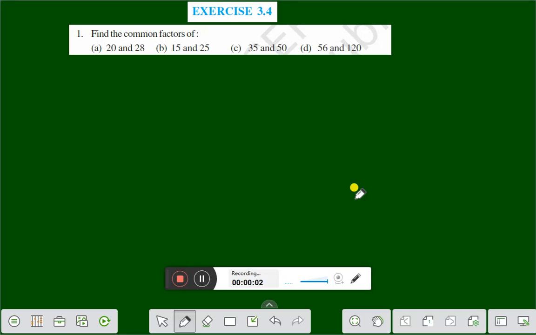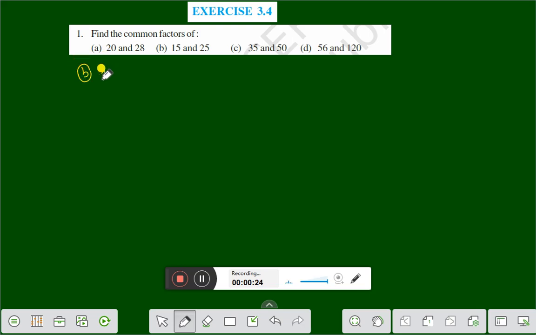Hello friends, today we shall discuss exercise 3.4 question number 1b. What is question number 1b? Find the common factors of 15 and 25. Question number B. Right? This is question number B.